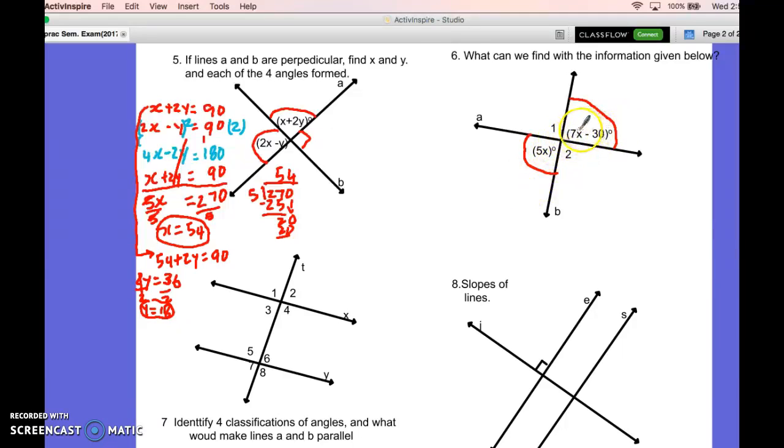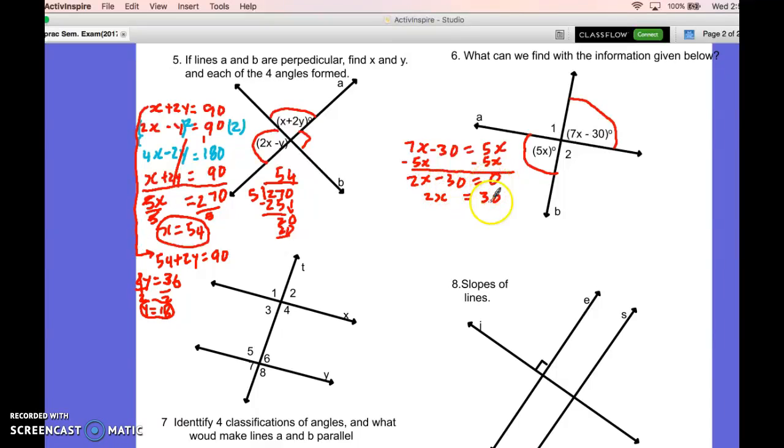I trust I hear somebody shouting, vertical angles, vertical angles. Exactly, right. And vertical angles are always what? Always equal. So 7x minus 30 equals 5x. And so we can do it a couple ways. We can subtract 5x from both sides. So that would give me 7x take away 5x is 2x, and the right side becomes 0. And I'm going to add the 30 to both sides.